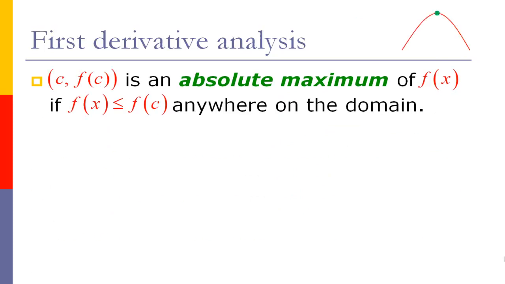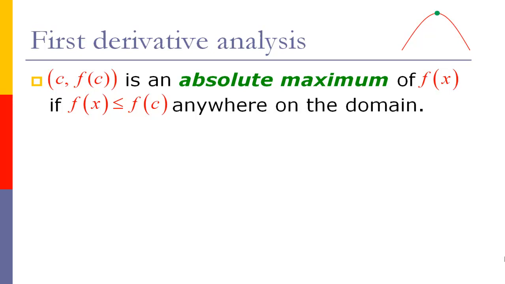Okay. Now, first of all, a little bit of terminology with which you're still going to be fairly familiar, I assume, and I hope, and I trust. So if we have a point c, f of c, which is on the function, we're going to say that it is an absolute maximum of the function if any other value of the function is less than or at most equal to that one.